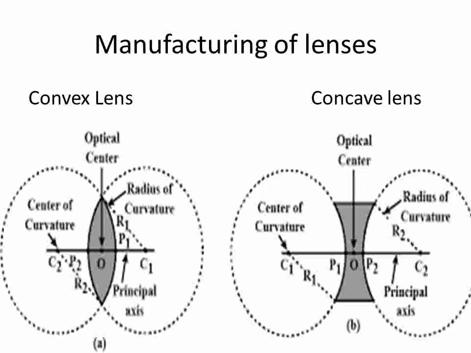C1, C2 are the centers of curvature, and R1, R2 are the radii of the two circles, the radii of curvature of the two surfaces also. In between P1 and P2 at the center there is O, meaning the optical center of the lens. The line joining C1, C2 in the extended form makes the principal axis.